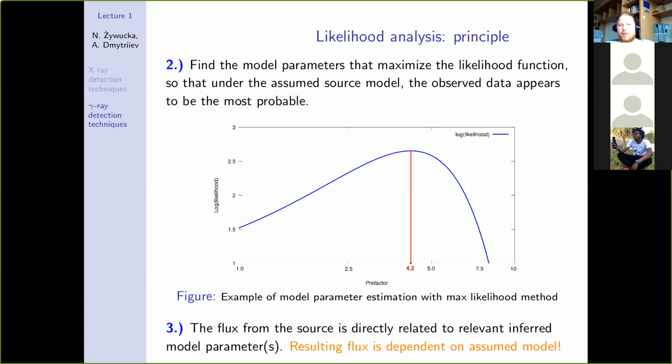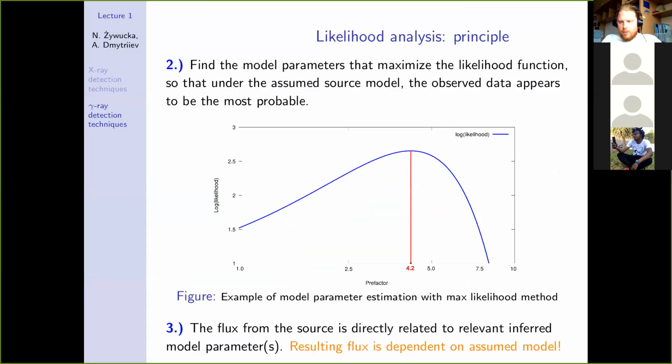Then we know the source flux, and we do it repetitively in different energy bins, so we get our measurement for different time intervals or different bins. And as you can see, the resulting flux depends very much on the model which we assume. If we assume a very different source model, we can have somewhat different results.